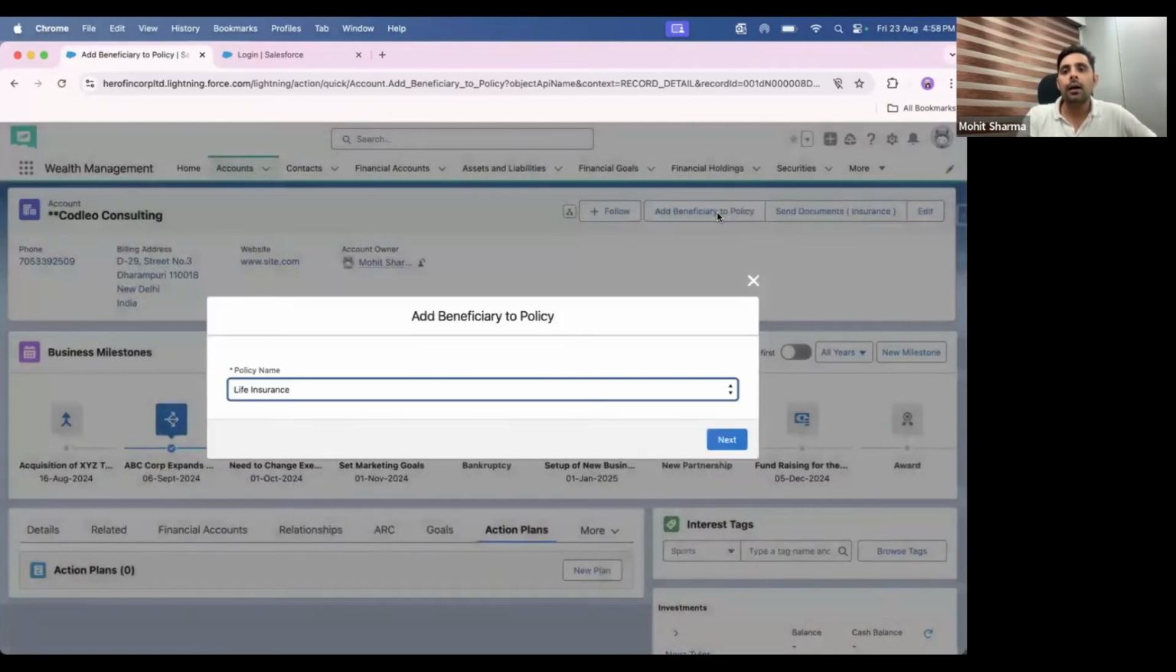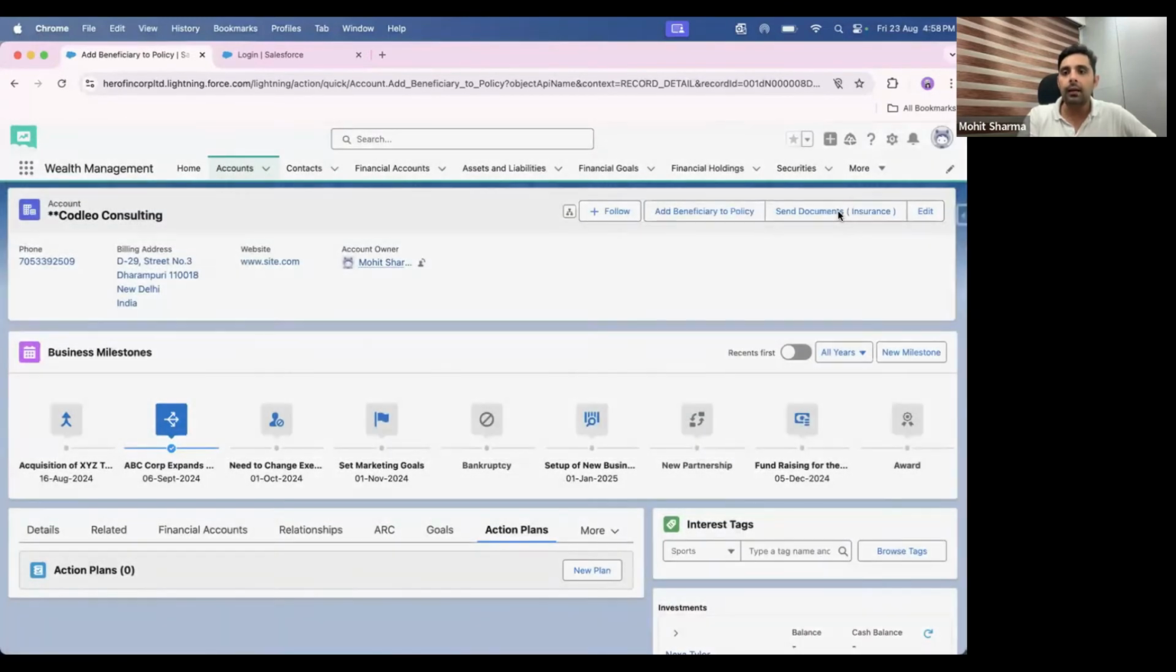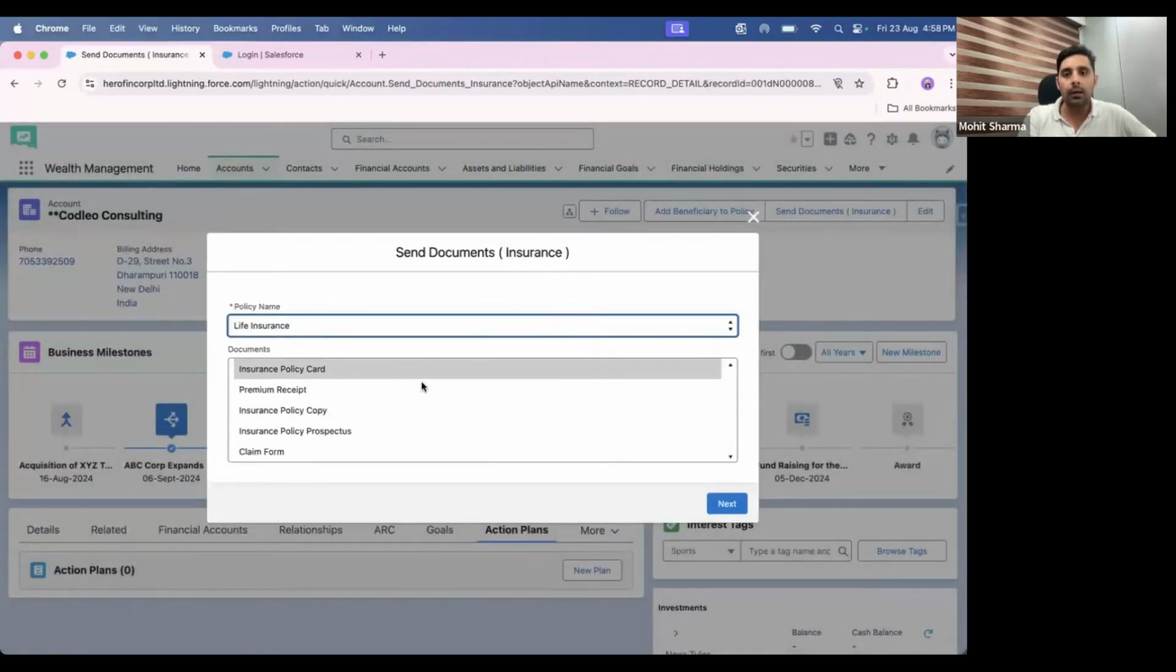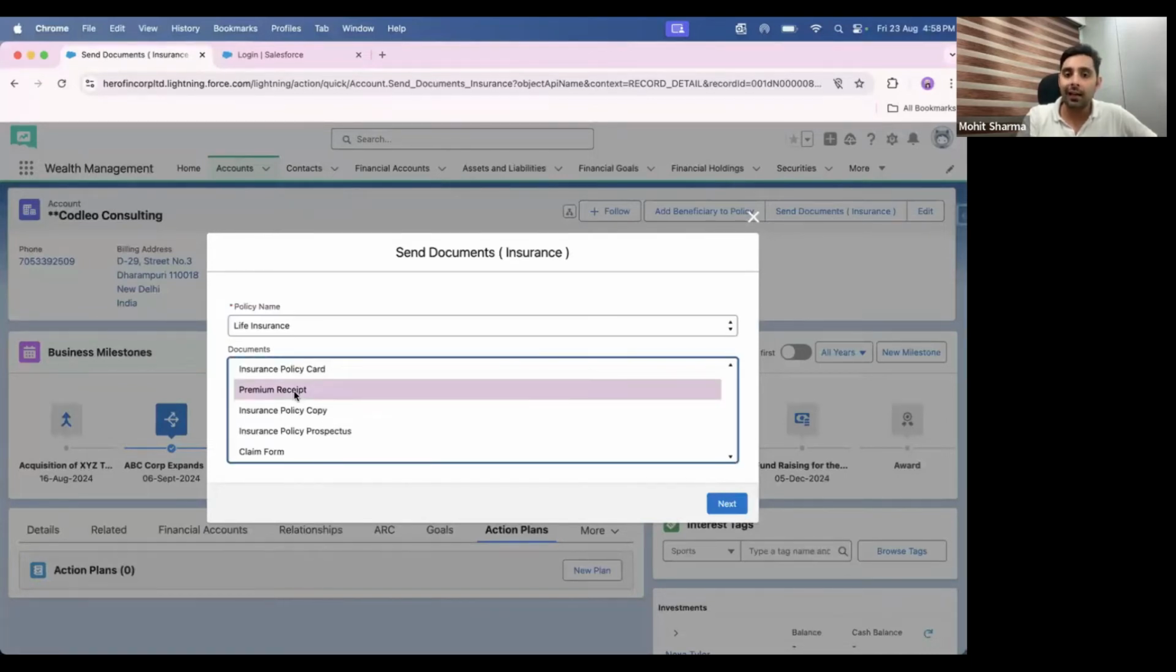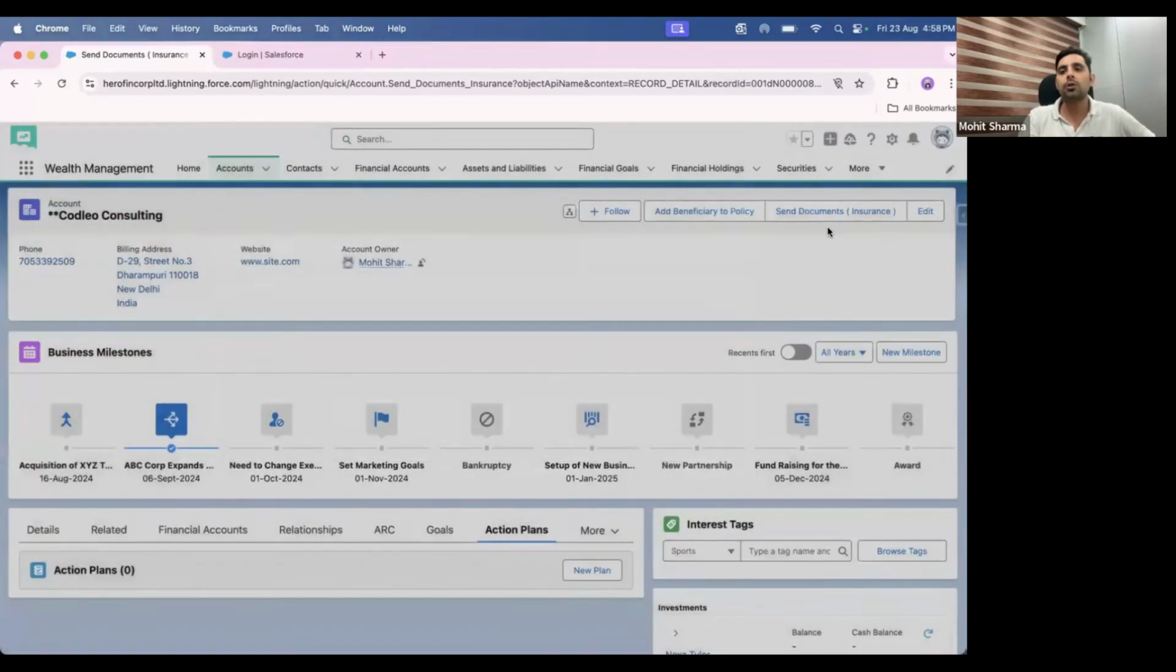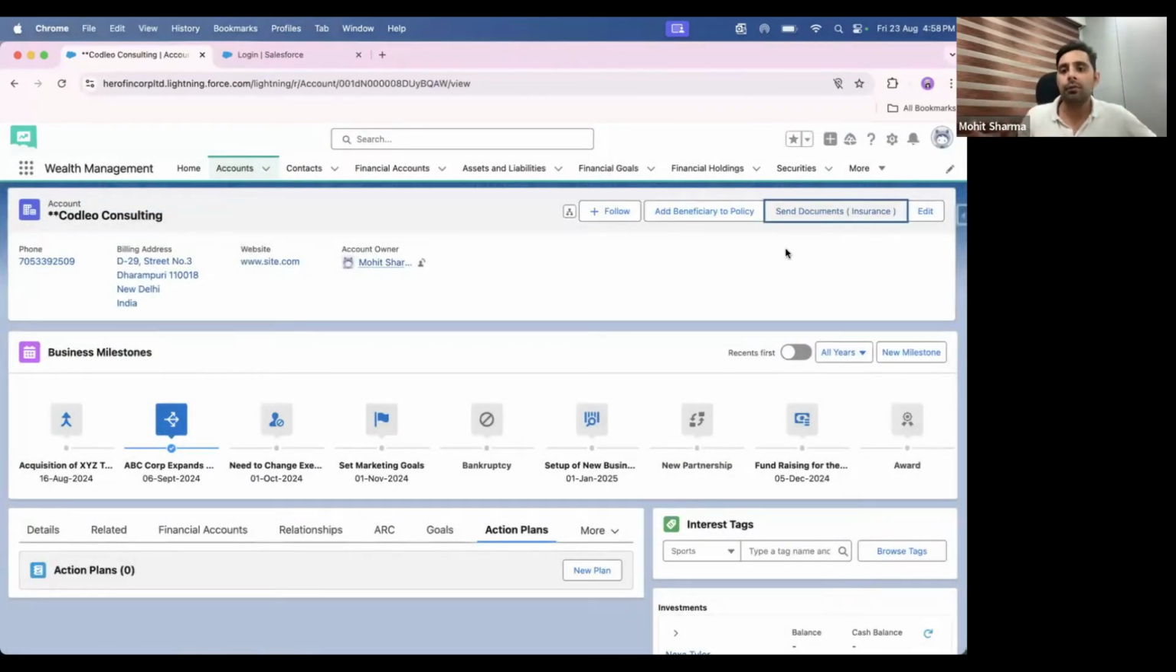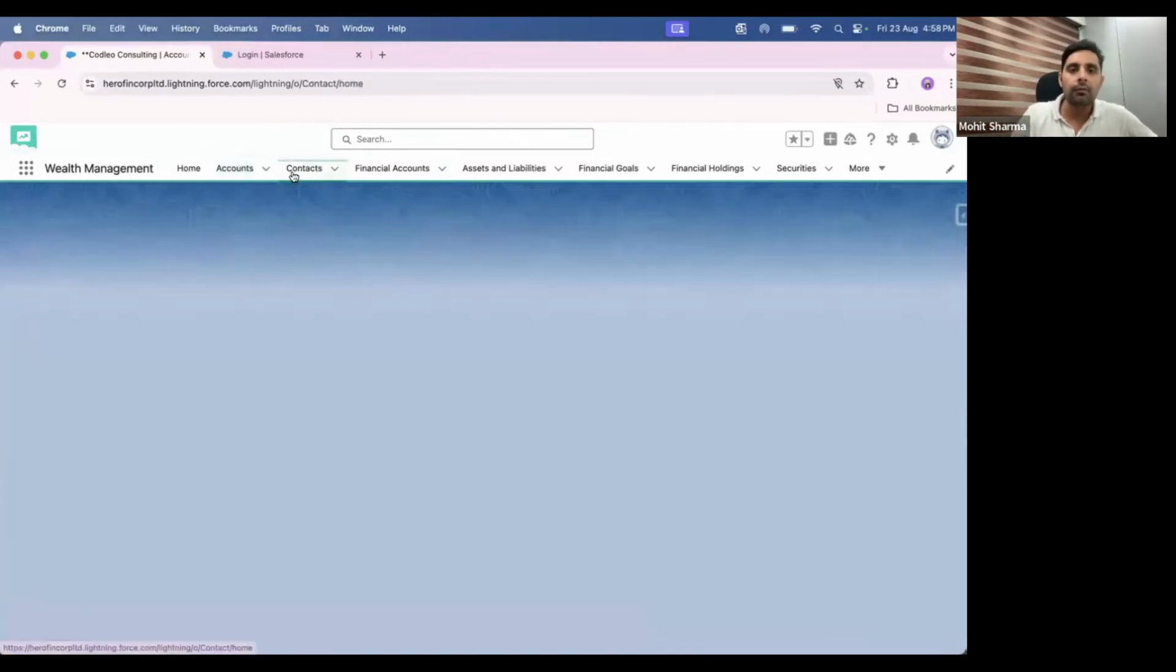On the account itself, beneficiaries to the policies can be added, and the document management system can also be supported here. If you need to generate or send any document with regards to your premium receipt, insurance policy copy, insurance policy prospectus, claim form, insurance policy card, or any sort of document, this is all configurable. We can add a couple more options here as well. So this is how we can generate some sort of cases, some sort of communications internally, so that our support team can send these documents. So this is how the accounts will function.